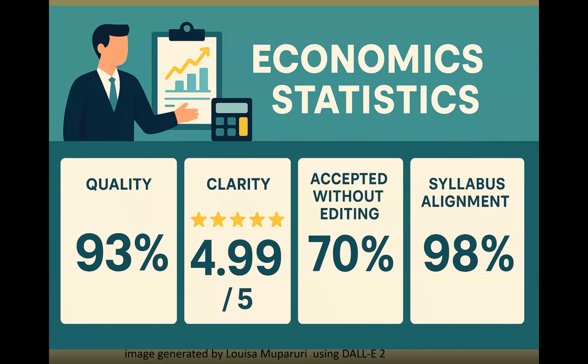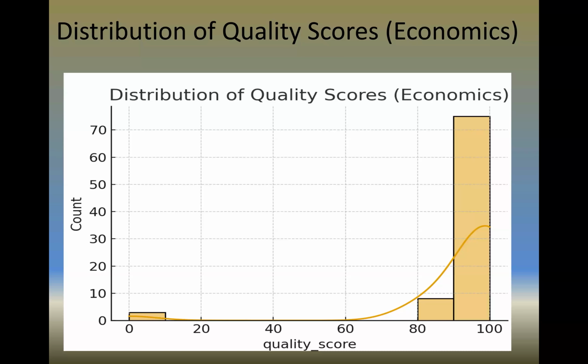I'll move on to economics statistics. The average quality score was at 93%, whilst the clarity score was at 4.99 out of 5. The questions were clear and easy to understand. Those that were accepted without editing for economics were 70%, and 30% needed editing, with the syllabus alignment similar to that of business studies at 98%. We can see that the quality scores are clustered around 90 to 95%, which was showing a strong and consistent AI performance in the generation of these questions. The questions that came out for economics were technically accurate and reliable, and were ready for banking.